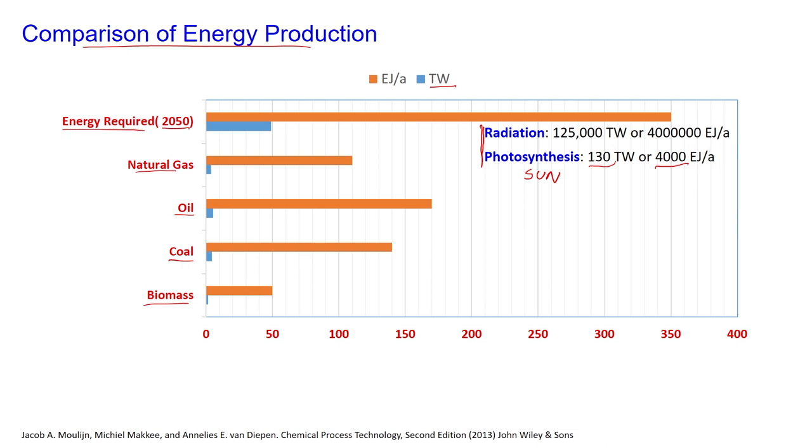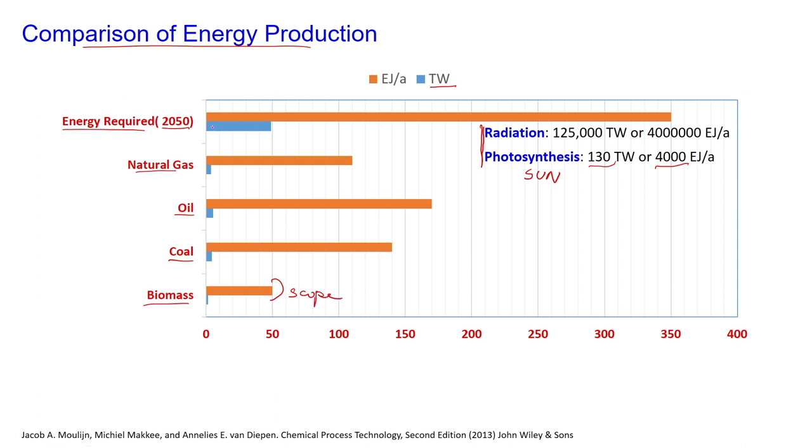So it should not compete with our food crops. Okay, that should be very important. Now, natural gas consumption in terms of exajoules is around 120. Oil is more, around 170. Coal is around 140. Biomass is only 50. So here we have tremendous scope in the case of biomass.